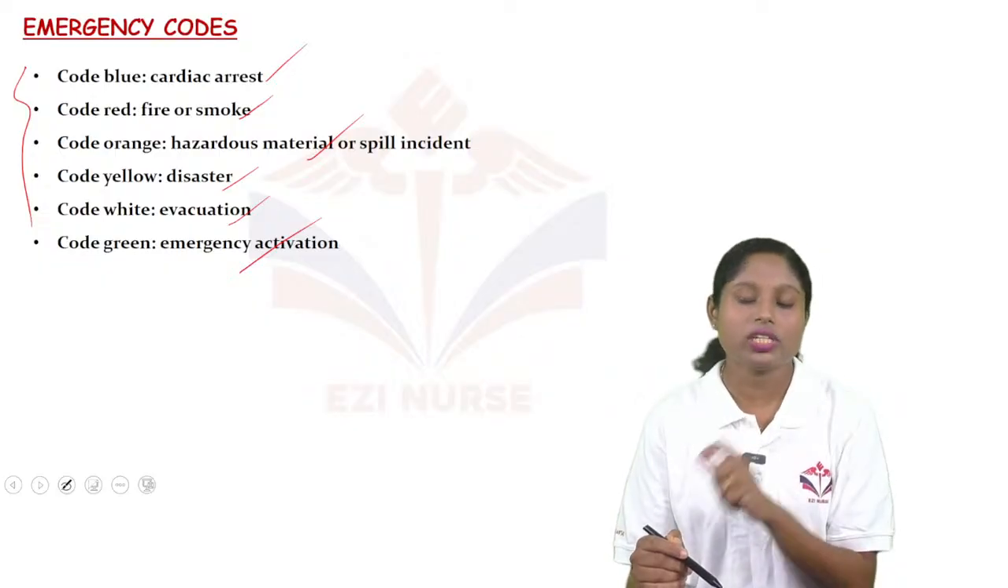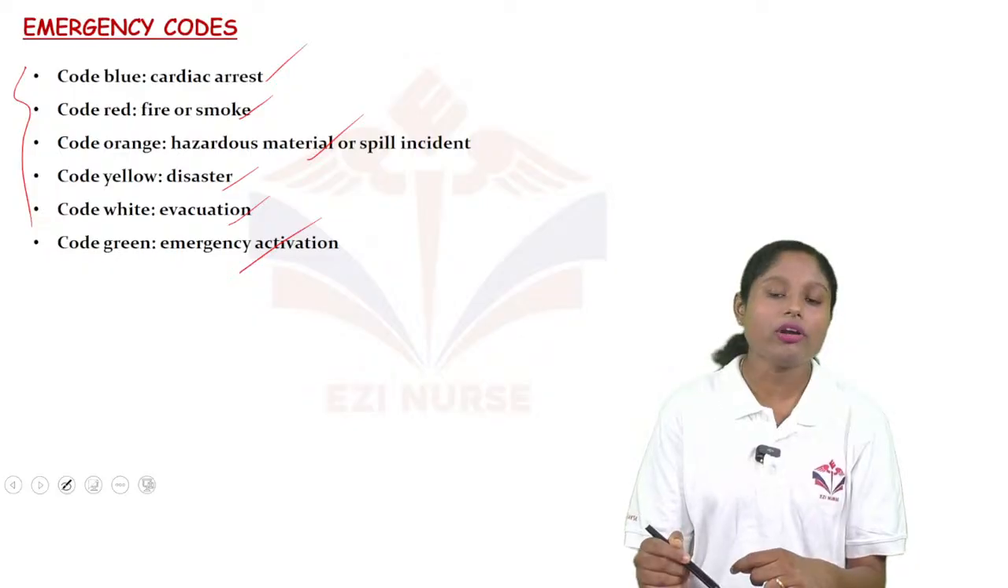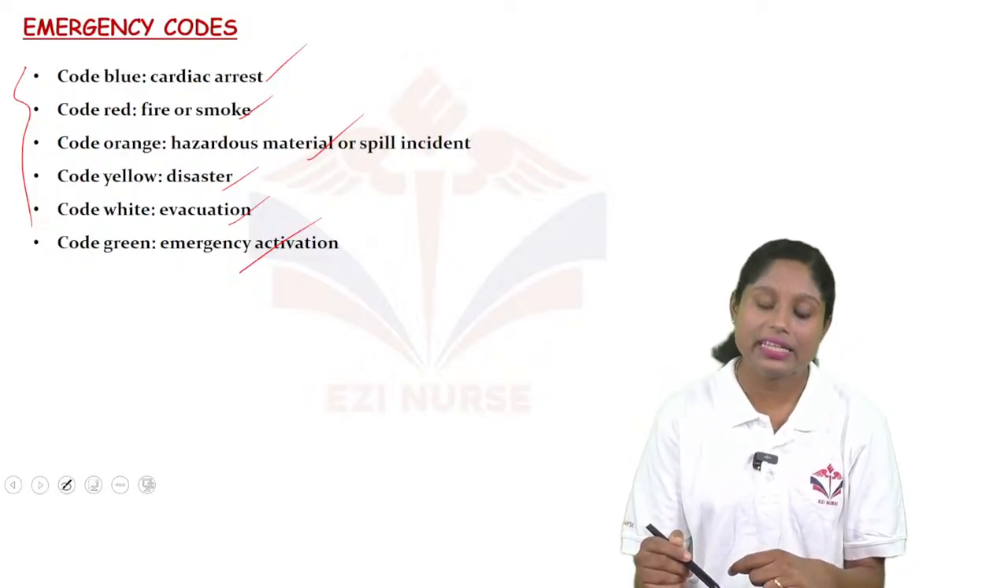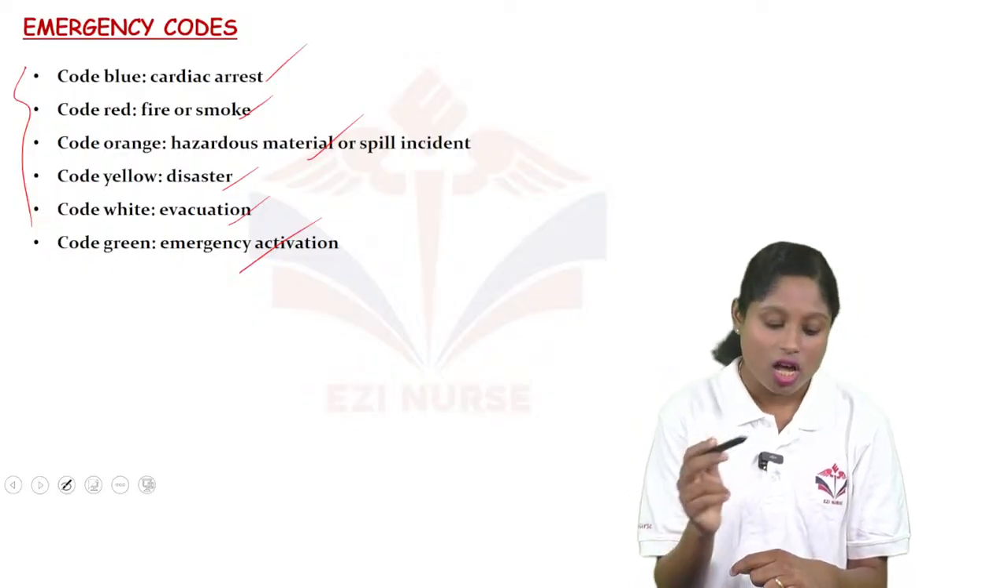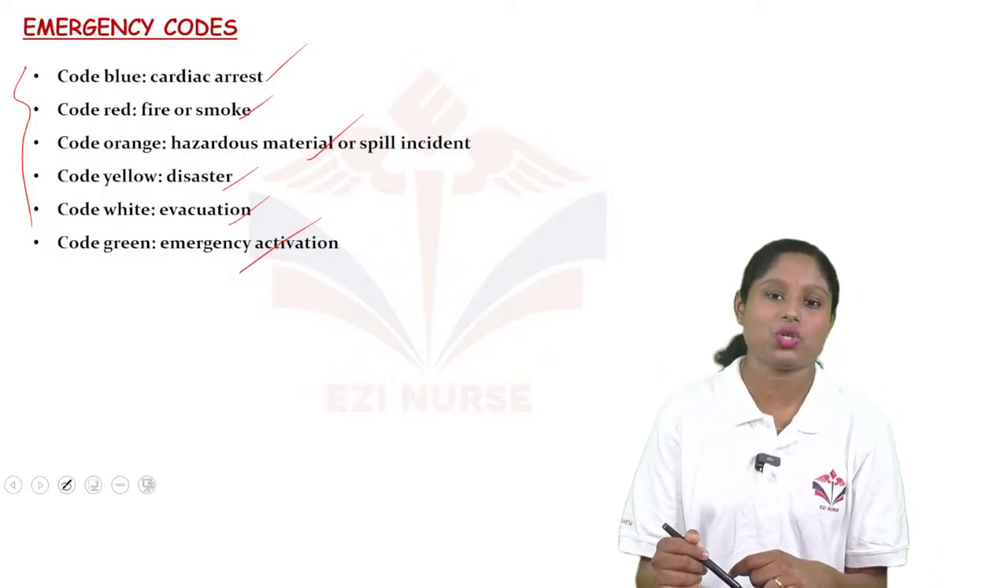So code blue stands for cardiac arrest. Code red is for fire or smoke. Code orange for hazardous material or spill incident. Code yellow for disaster. Code white for evacuation and code green for emergency activation.